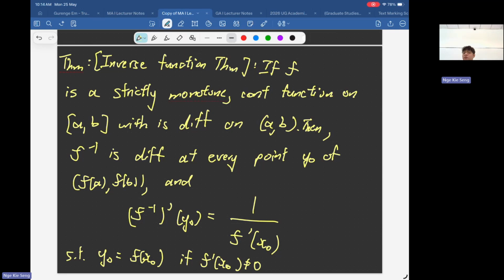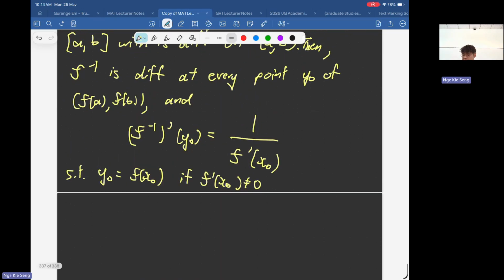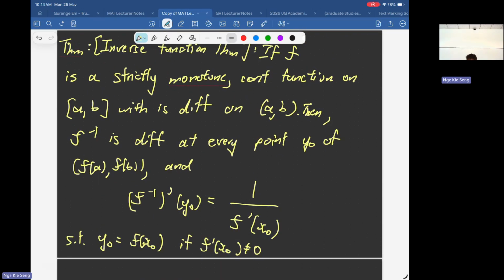So f inverse is continuous. I think this is fine because this is what I showed you last time. So now we need to show it's differentiable. Basically, if we show this formula here, it implies that it is differentiable because we found the expression for your derivative.